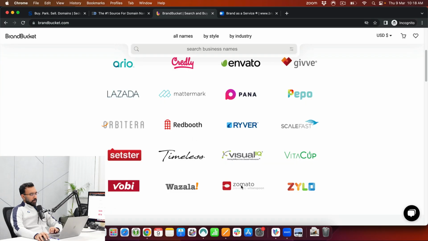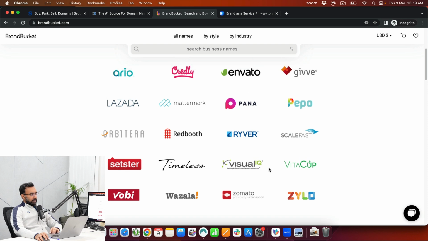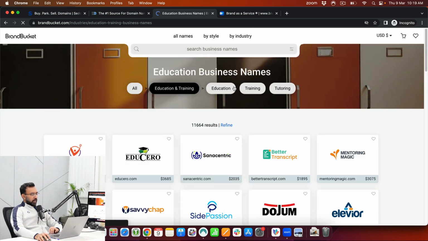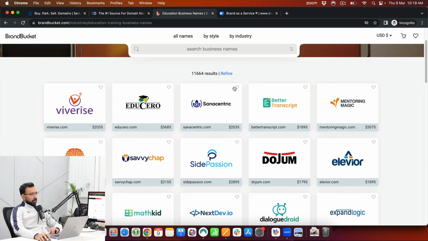So another famous website for premium domain names is brandbucket.com. And Zomato was bought from Brandbucket. And they built a $1 billion brand around that name. So Brandbucket has a lot of catchy names. Like for example, if you go by industry and go to education and training, and if somebody wants to start an edtech company, Brandbucket gives you a logo also.